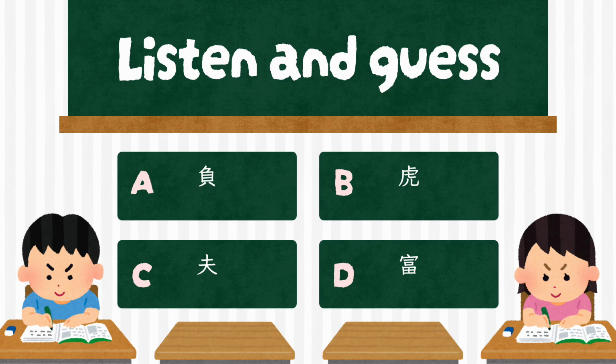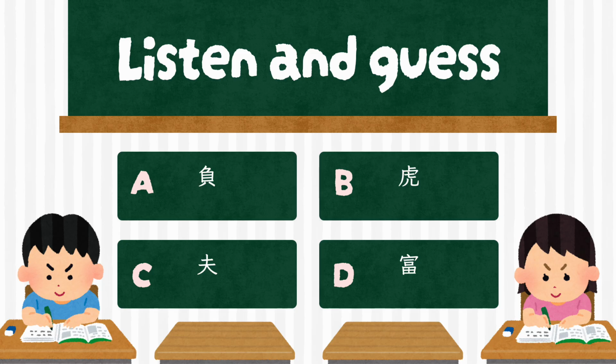A. Fu, fu. B. Fu, fu. C. Fu, fu. D. Fu, fu. And 3, 2, 1.